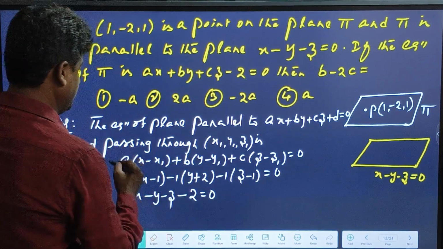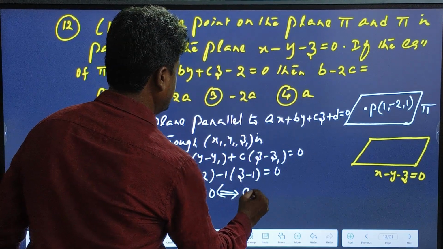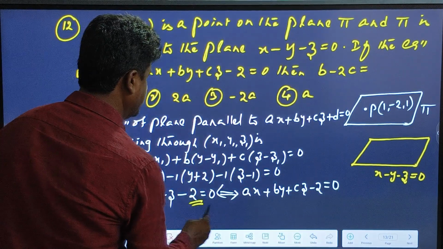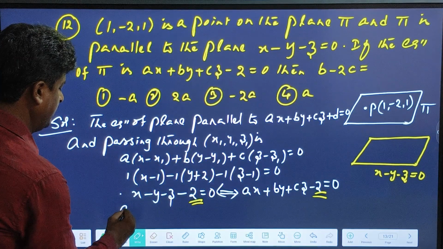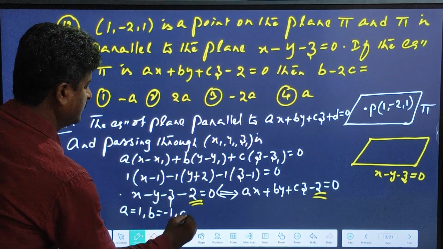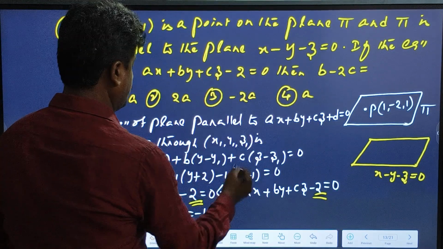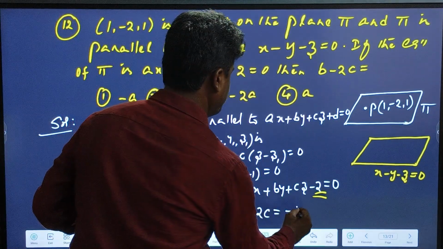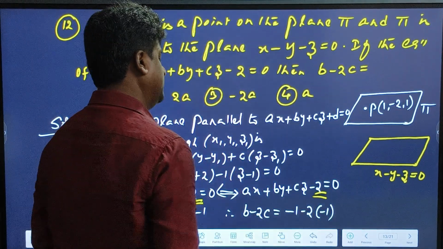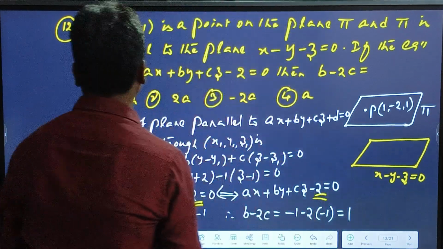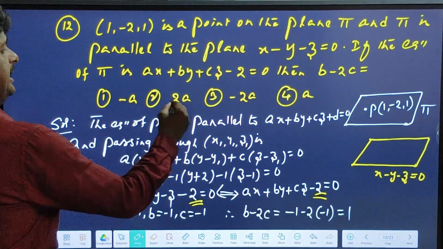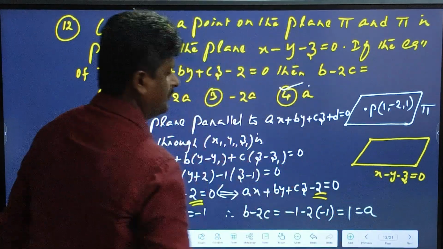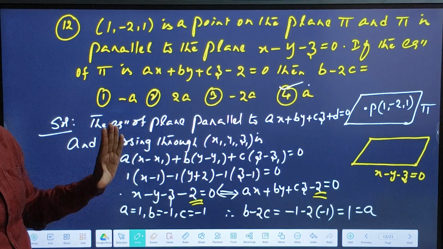On comparing this with ax plus by plus cz minus 2 is equals to 0, minus 2 is the same. That's why a is equals to 1, b is equals to minus 1, c is equals to minus 1. The question is to find b minus 2c. b is minus 1, minus 2 into c is minus 1, plus 2, minus 1 plus 2 is 1. 1 is nothing but a. So the right answer is a. That's why the answer is the fourth option.